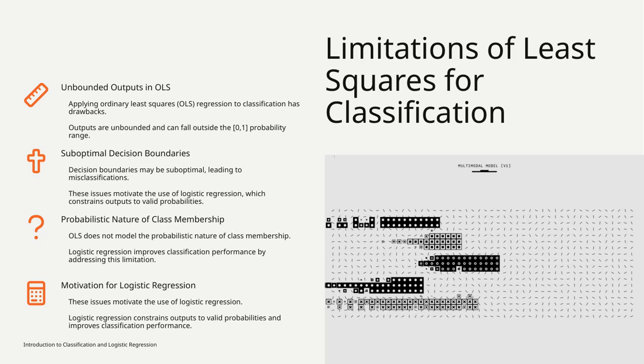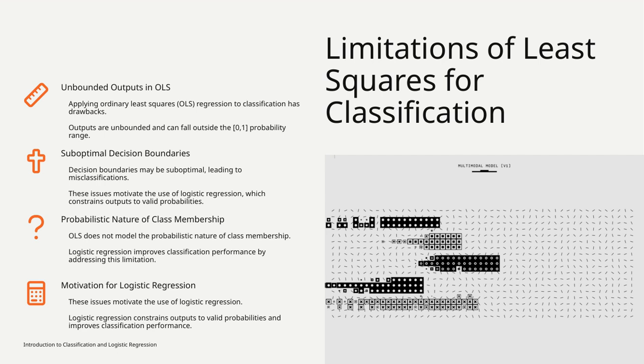Let's delve into some important limitations of applying ordinary least squares, or OLS, regression to classification tasks. One key issue is that OLS outputs are unbounded, meaning they can produce values outside the range of 0 to 1. This is problematic because, in classification, we interpret these outputs as probabilities, and probabilities must always stay within that 0-1 range. When the outputs go outside this range, it can lead to nonsensical results.